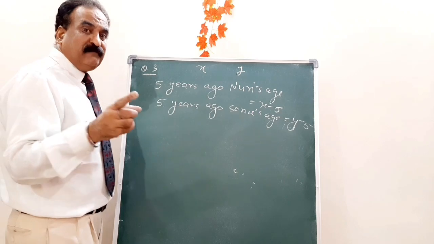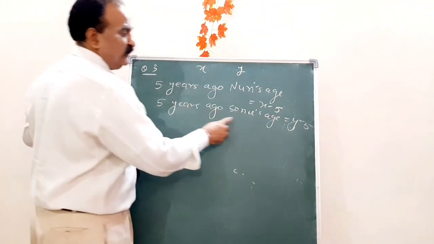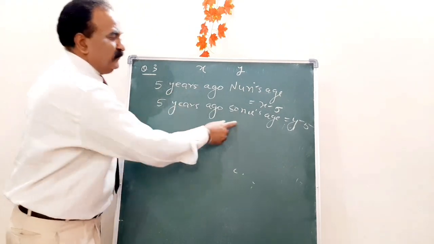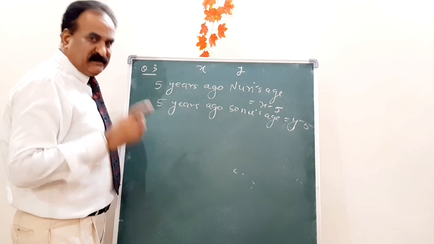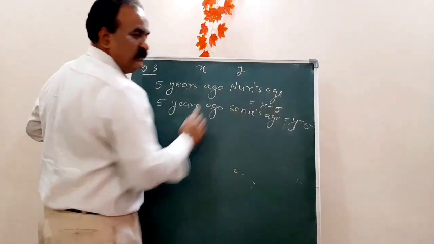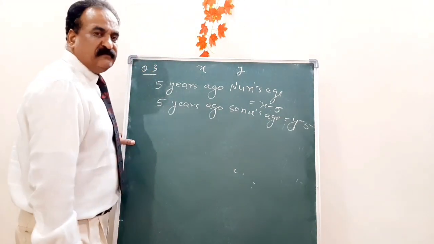5 साल पहले, 5 years ago, Nuri's age is x minus 5 and 5 years ago, ऐसा थोड़ी होगा कि 5 years ago नूरी बोलेगी मैं तो माइनस हो जाती हूँ, तुम माइनस मत हो, तुम उतनी रहो. 5 साल पहले दोनों की एज कम होगी ना. Okay, so 5 years ago Nuri's age is equal to x minus 5. 5 years ago Sonu's age is y minus 5.